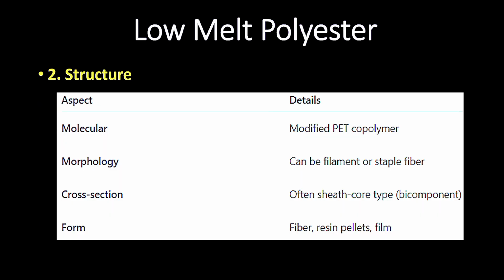Structure: when we talk about the structure, it is a molecular modified PET copolymer. Morphology: it can be filament or staple fiber, because it is available in both forms and used with respect to applications. Cross section is often sheath-core type bicomponent. Form: fiber, resin, pellet or film. It can be in different forms.